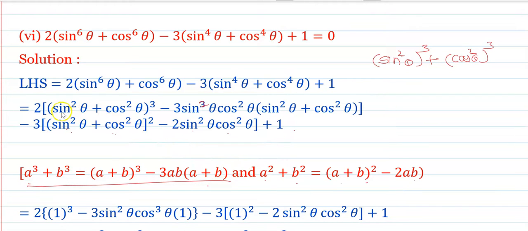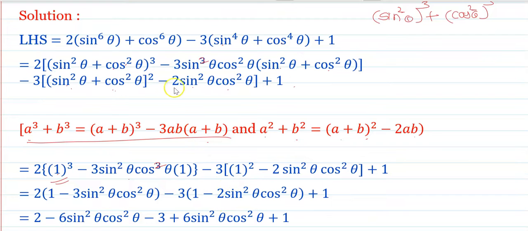Okay, but what is the value of sin square theta plus cos square theta? It's 1. That is 2 in bracket 1 cube. Here how much will it be? 1 cube. Next minus 3 sin square theta into cos square theta. Again sin square theta plus cos square theta is 1, minus 3 sin square theta plus cos square theta is 1 minus 2 sin square theta into cos square theta plus 1.